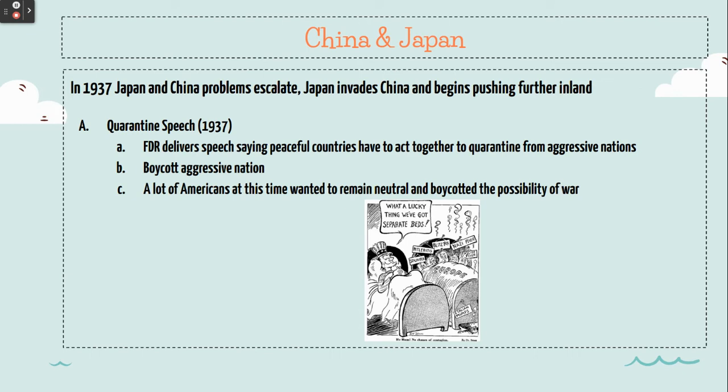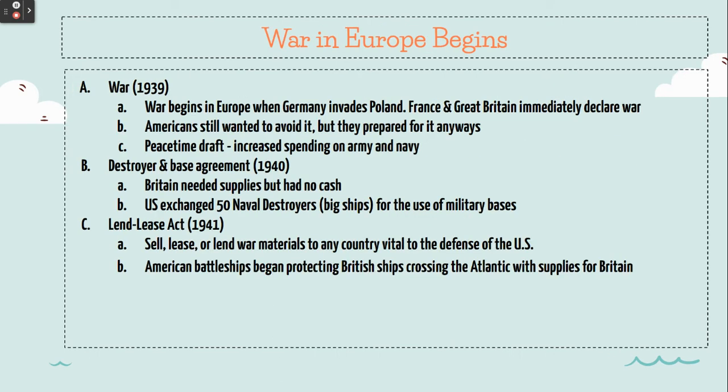The U.S. is still committed to staying out of conflict, so FDR delivers his quarantine speech. In this speech, he says peaceful countries must come together and quarantine and boycott these aggressive countries. Even though fighting and battles have been going on, World War II officially starts in 1939 when Germany invades Poland. France and Great Britain declare war against Germany. America still didn't get involved and hoped to remain out of it, but they prepared for it anyways with the peacetime draft. They increased spending on the Army and Navy and started to train troops.